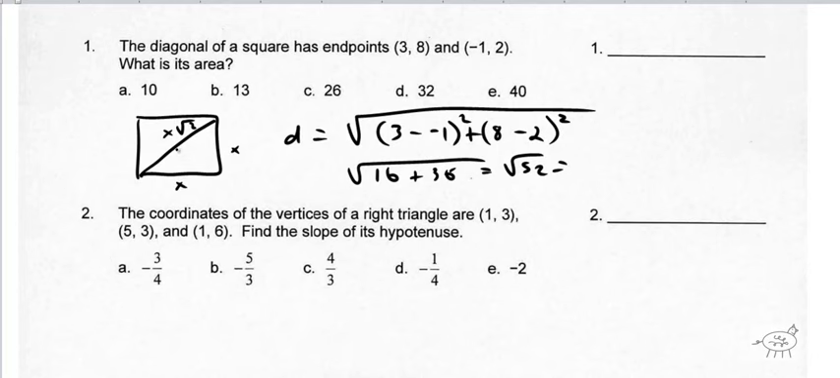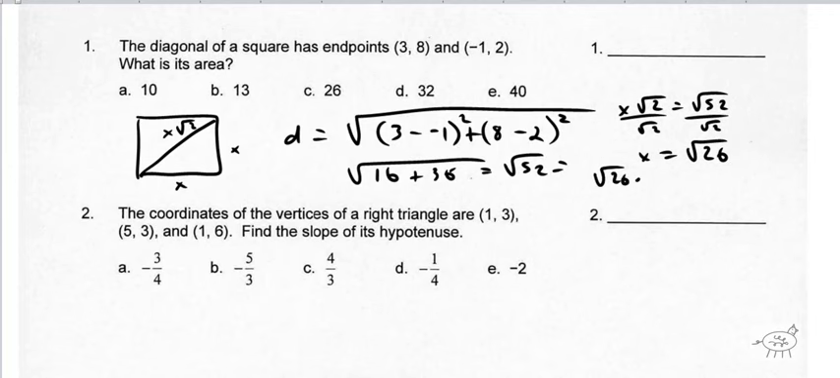All right, and then that is x root 2. So again, a lot of ways to do this, but that's x root 2 equals the square root of 52. Right, so if I divide by the square root of 2, I get x equals 52 divided by 2, which is 26. So it's the square root of 26. That's what x is. So if I ask you for the area of the square, it's just root 26 times root 26, which is 26. That's the area, which is C.